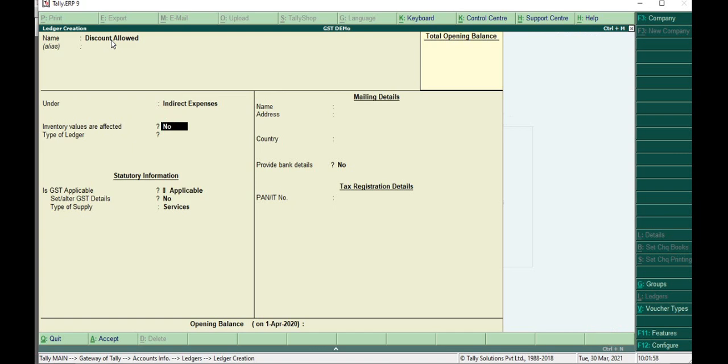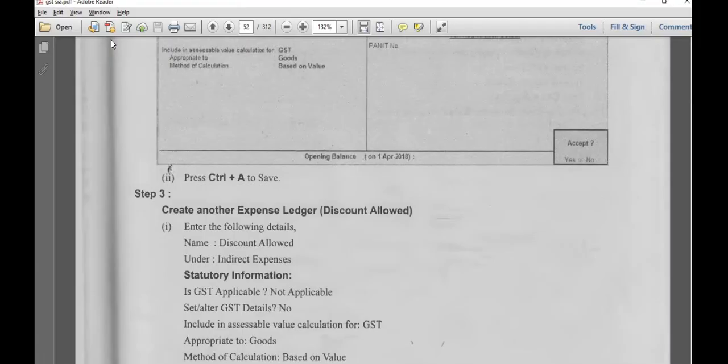Okay? We are selling the goods. So that is indirect expenditure. Am I right?